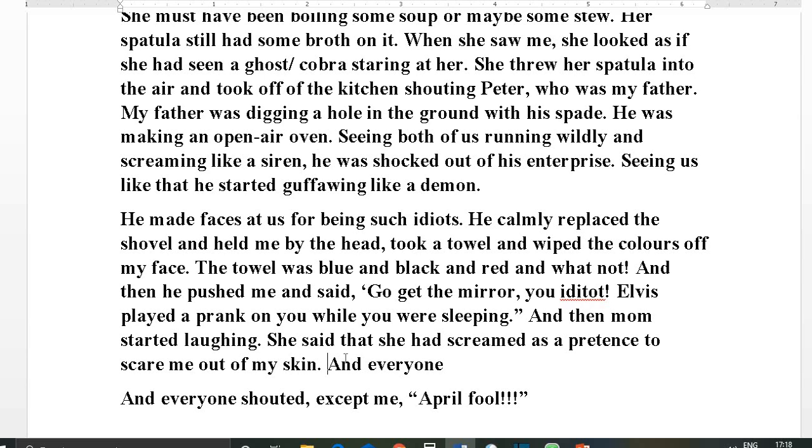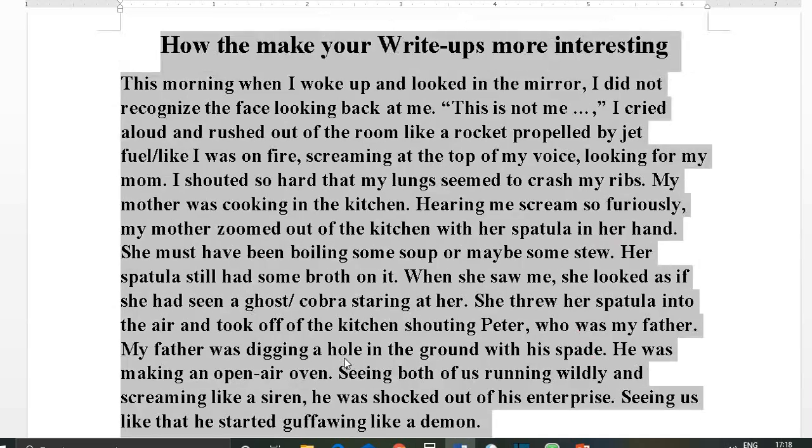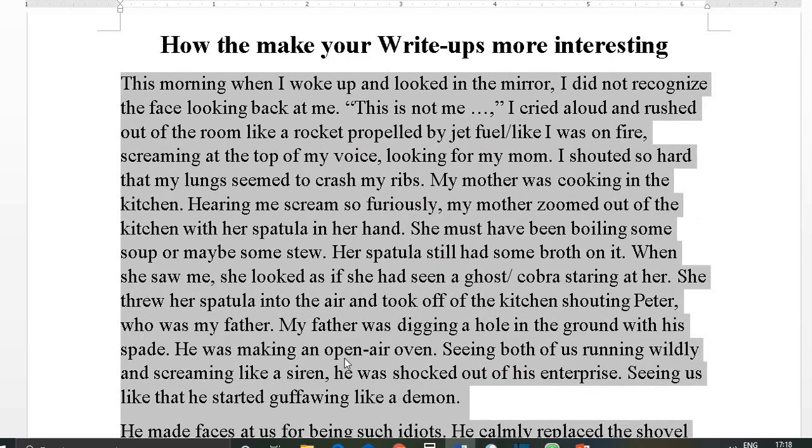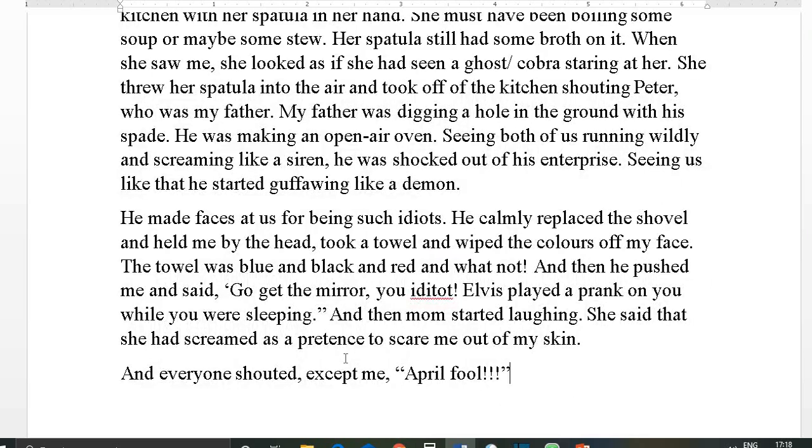So that's it. That's how you can write a story like this. Just go on writing, and things will come to your mind. And as and when you write, you go on adding similes, images, metaphors, personification, whatnot, to make it more interesting. So hope it helps. Thank you very much.